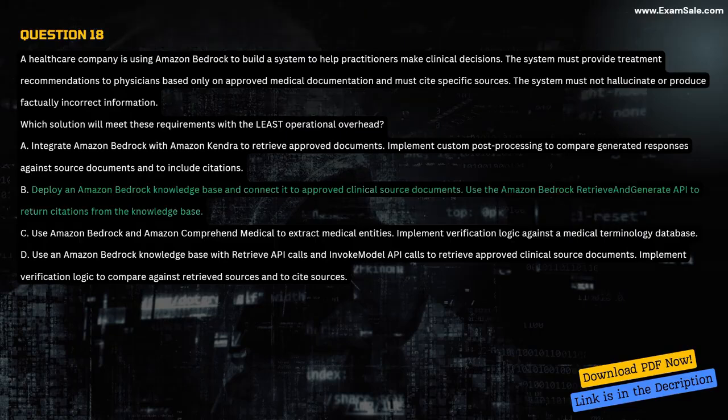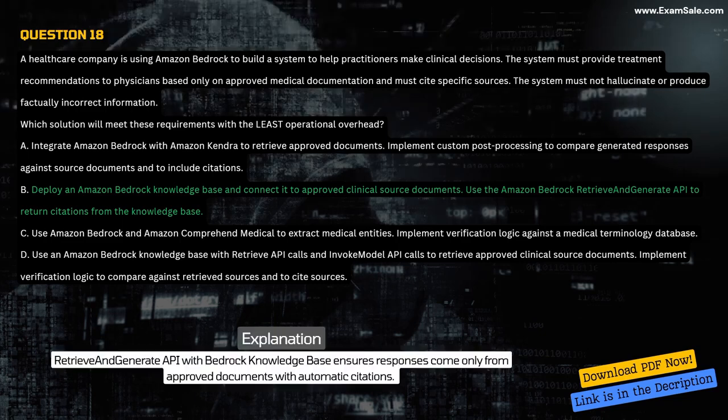Correct answer B. Deploy an Amazon Bedrock knowledge base and connect it to approved clinical source documents. Use the Amazon Bedrock Retrieve and Generate API to return citations from the knowledge base. Explanation: Retrieve and Generate API with Bedrock knowledge base ensures responses come only from approved documents with automatic citations.